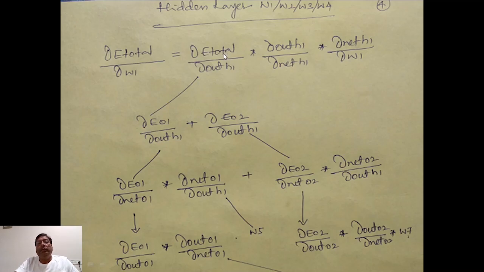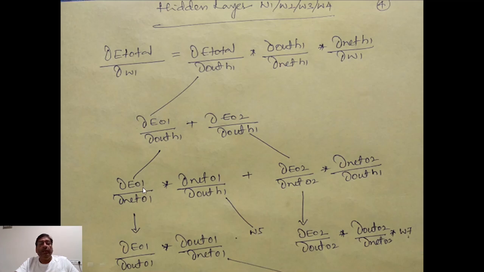Now, the partial derivative of E total, that is the total error, with respect to out H1: we know the total error is nothing but EO1 plus EO2. So I can write this as the partial derivative of EO1 upon out H1 plus EO2 upon out H1. Now EO1 upon out H1, I can write as EO1 upon net O1, again applying the chain rule, and net O1 upon out H1. Similarly, I can write this as EO2 upon net O2, and net O2 upon out H1.